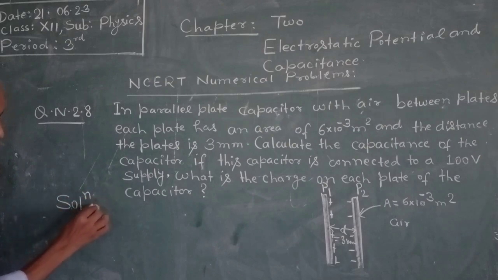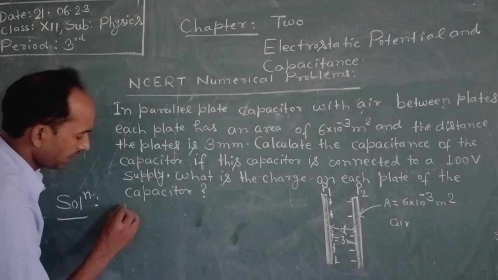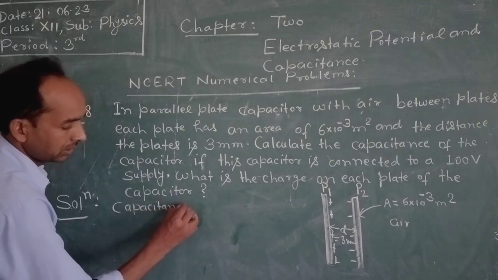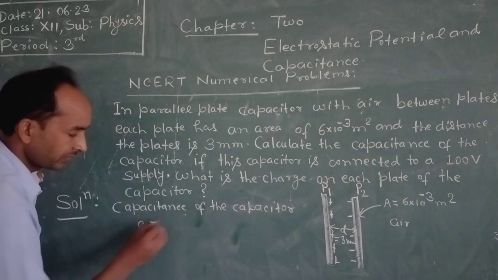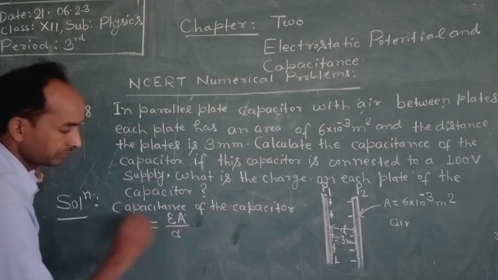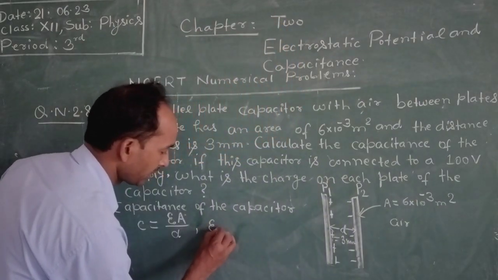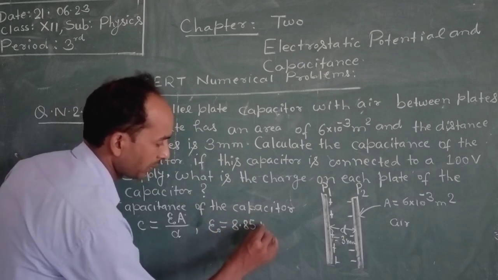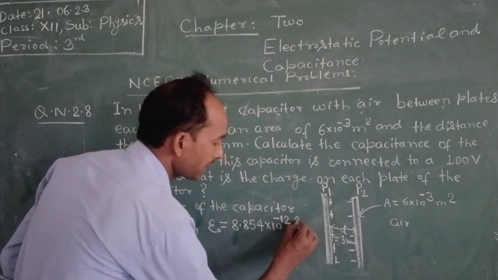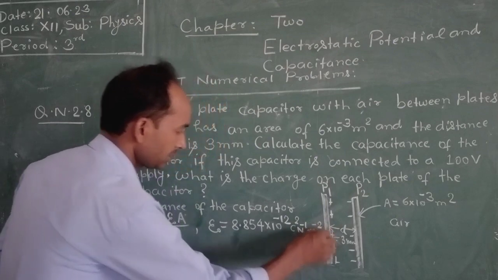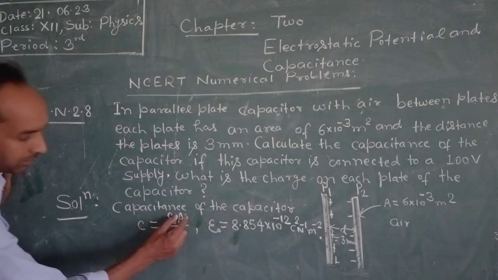Now, what is the formula? If the area of the plate is given and the distance between the plates is given, then the capacitance of the capacitor C is given by epsilon naught A by D, where epsilon naught is called the permittivity of free space and its value is 8.854 into 10 to the power minus 12, and the unit is Coulomb square per Newton per meter square. Area of the plate is given, D is given.